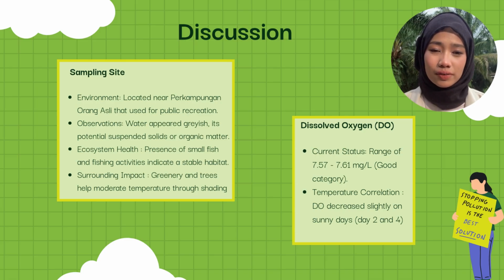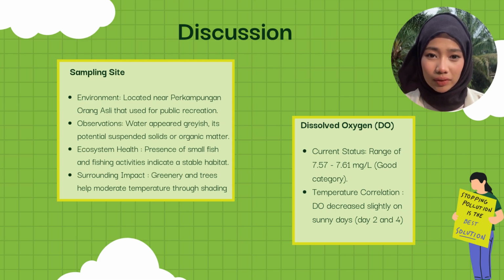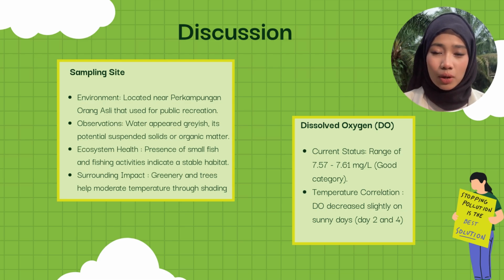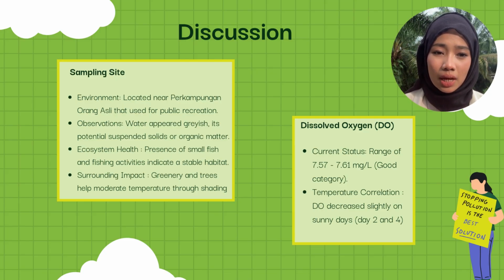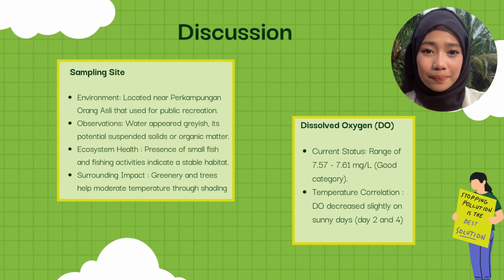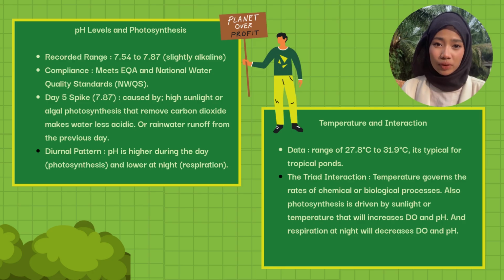Next, for the dissolved oxygen, the levels were really good, staying between 7.57 to 7.61. We did see a change on day 2 and day 4, which makes sense because those were the hot and sunny days. Naturally, when water gets warmer, it holds slightly less oxygen, but overall, the oxygen level is definitely in the good category. Our pH stayed between 7.5 to 7.8, which is slightly alkaline and perfect for a healthy pond.